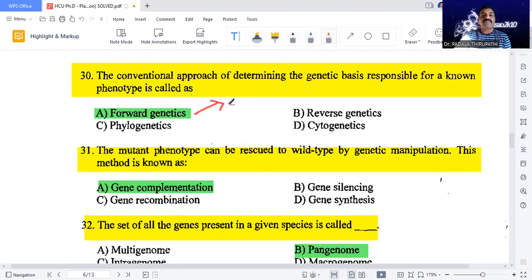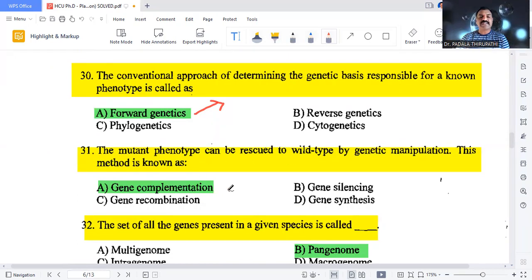And the conventional approach of determining the genetic basis responsible for a known phenotype is called forward genetics. Okay, forward genetics.